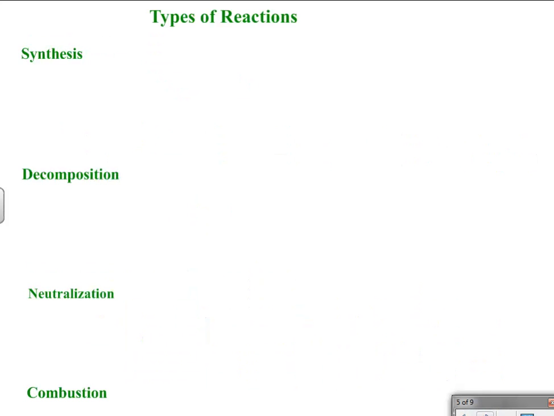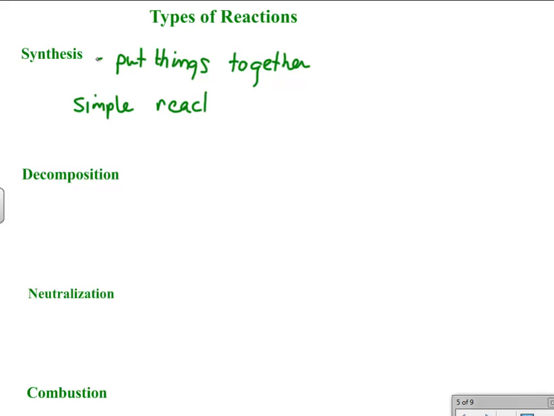Types of reactions. We're going to look at several different types of reactions, and you should be able to, from looking at reactants, identify the type of reaction and be able to predict the products if you know the type of reaction. Start with synthesis. Synthesis, we're putting things together, synthesizing. We start with simple reactants, either elements or very simple compounds. We combine them and we get a more complex, usually only single product.